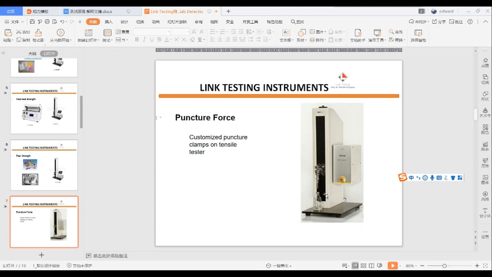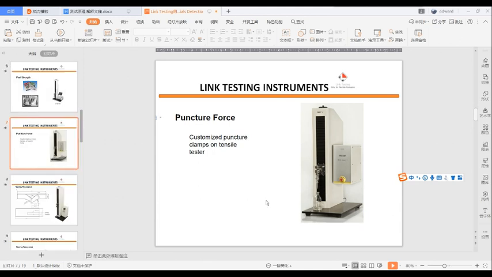Okay, we can customize this kind of testing for medicine factories. So if there are any requirements from your medicine factory customers, you can ask them what they need, what the force range of the puncture force curves is, and what the material of the packaging cap is, and then give feedback to us. We will customize the clamps for the puncture force testing. Okay, this is the fourth one. Let's begin the fifth one.